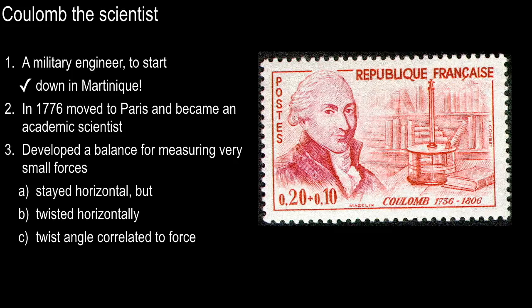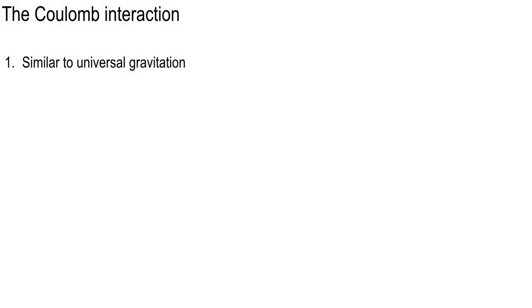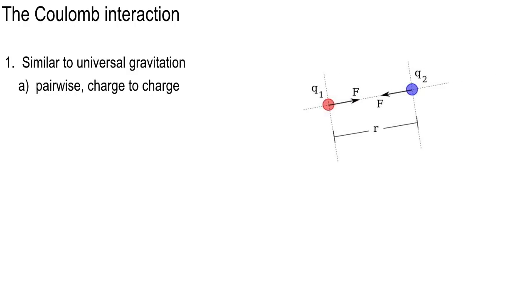What Coulomb did is he had one where the two arms of the balance rotated depending on the force that they experienced. He used his torsion balance to figure out, for static electric charges, what the distance dependence between them is. He measured it out and found the pattern, and it turns out that the pattern is very, very similar to universal gravitation.